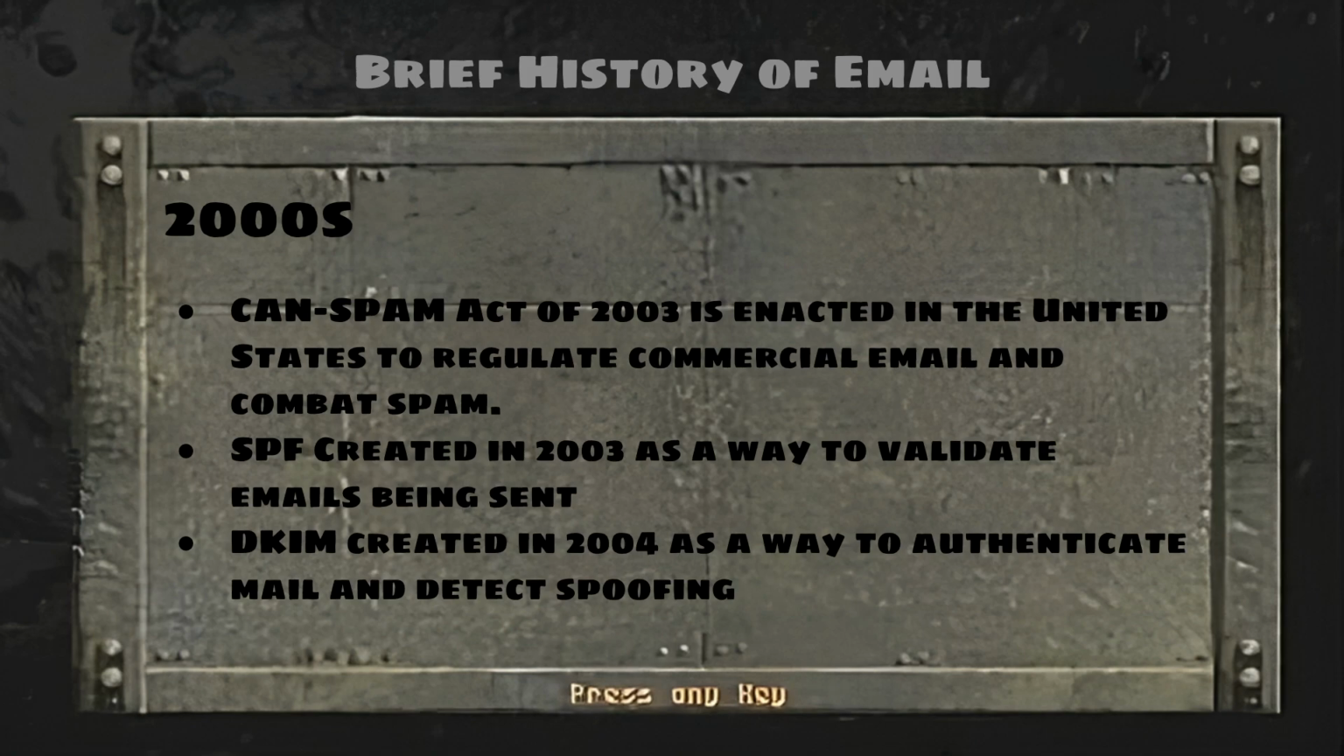They needed a way to validate that it was coming from who it said it was, and then DKIM followed that in 2004 because they needed a way to further authenticate said emails. SPF came about as a way to verify the server that was sending the email, whereas DKIM came about as a way to verify that the email was from who it said it was from.